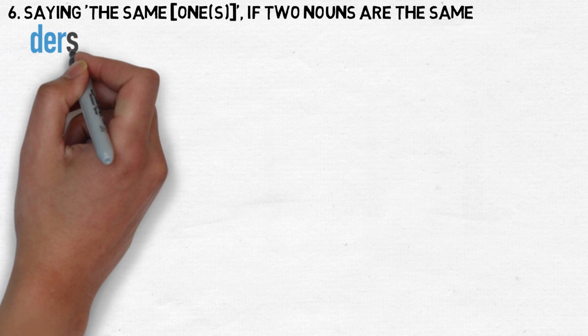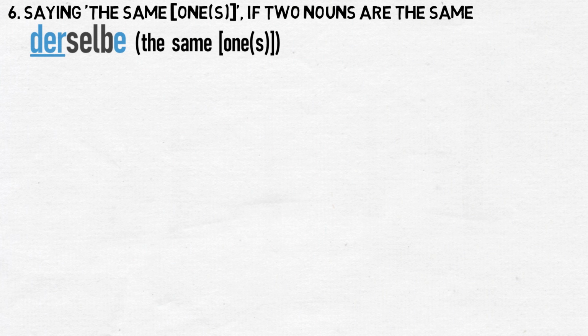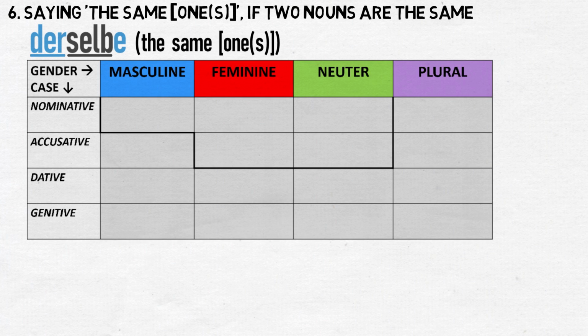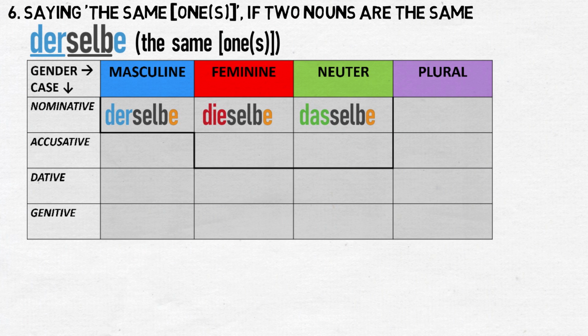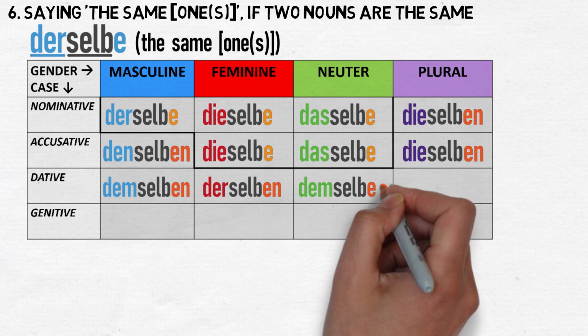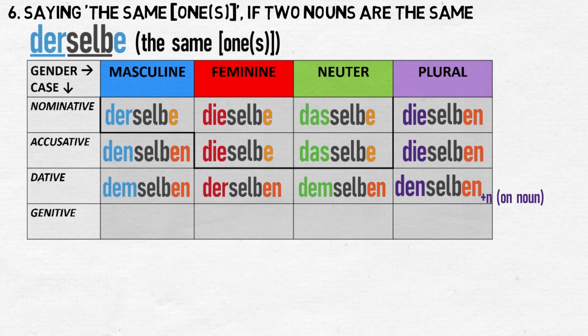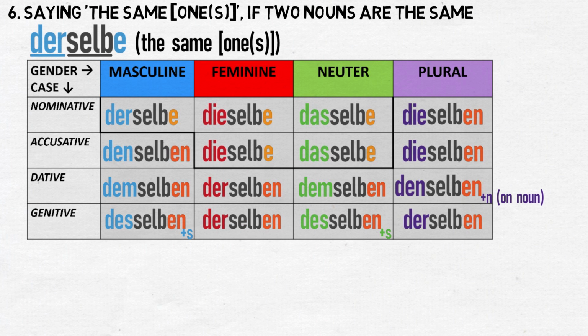The last demonstrative pronoun is derselbe, meaning the same or the same ones. Similarly to derjenige, derselbe will reflect the changes in the article and the accompanying adjective ending, but it's used as one word. Its table is as follows. Derselbe, dieselbe, dasselbe, dieselben, denselben, dieselbe, dasselbe, dieselben, demselben, derselben, demselben, denselben plus an N on the noun, desselben plus S on the noun, derselben, desselben plus S on the noun, derselben.